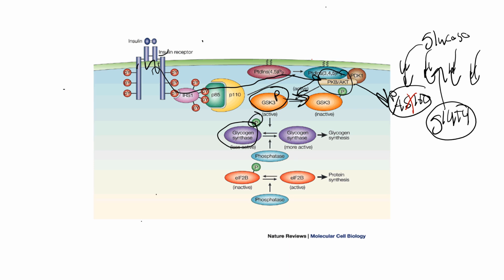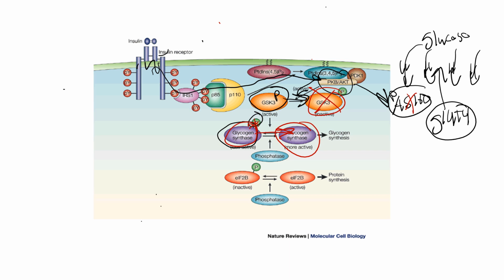And by phosphorylating GSK3, it makes GSK3 inactive. It knocks it out. What does that mean exactly? Well, by AKT phosphorylating GSK3 and making it inactive, it's now much easier for the cell to be able to dephosphorylate glycogen synthase and make glycogen synthase active.